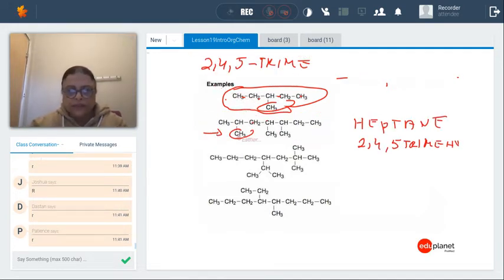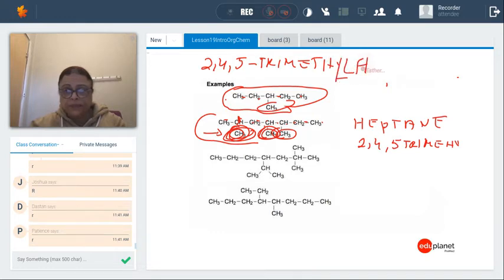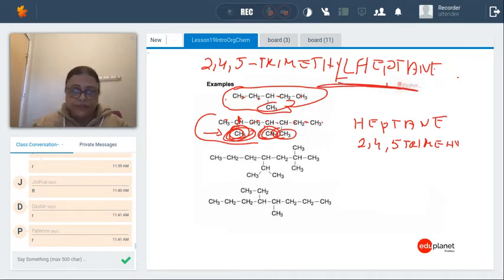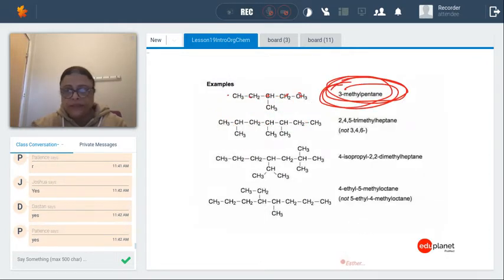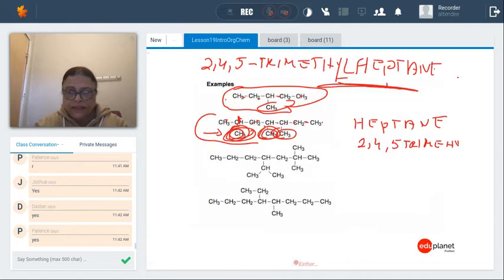So this would be number 2. It is 1, 2, 3, 4, 5, 6, 7, heptane. The branching is at position 2, 4, and 5. This would be 2,4,5-trimethylheptane. Did you get it? Well done. And you see, here is 2,4,5-trimethylheptane. Okay. All right. Let's take the next one.